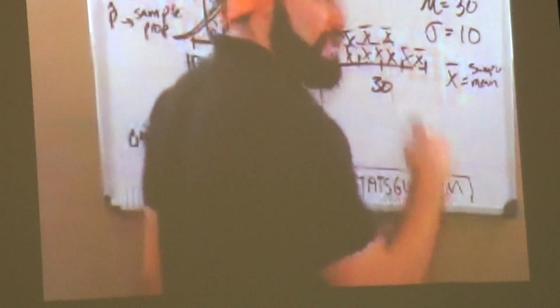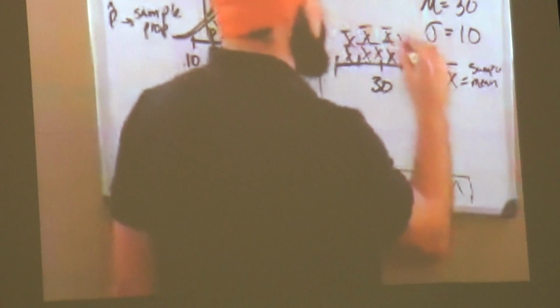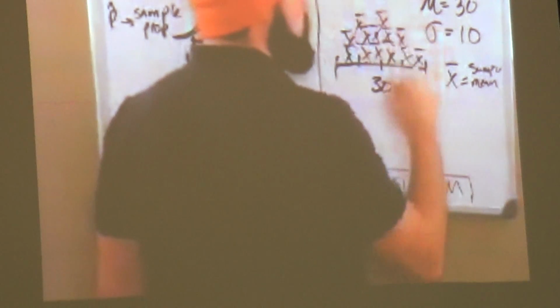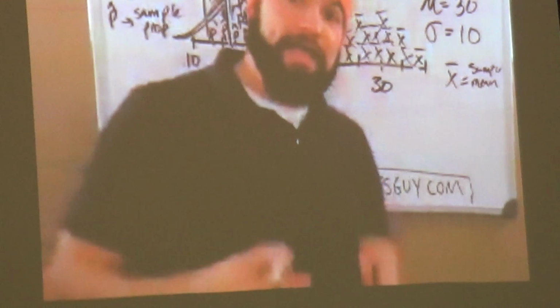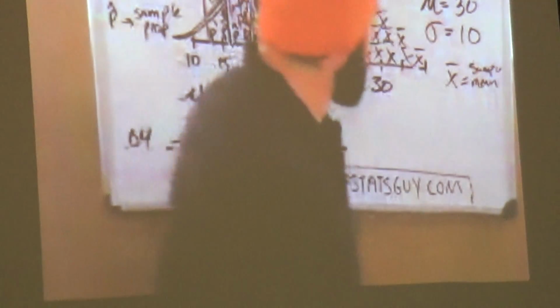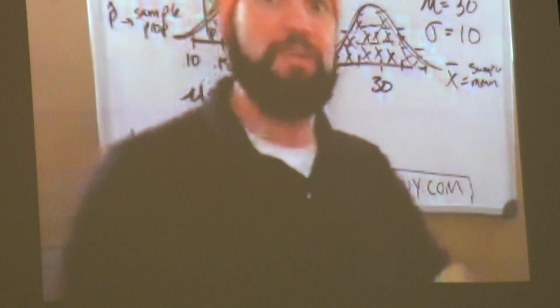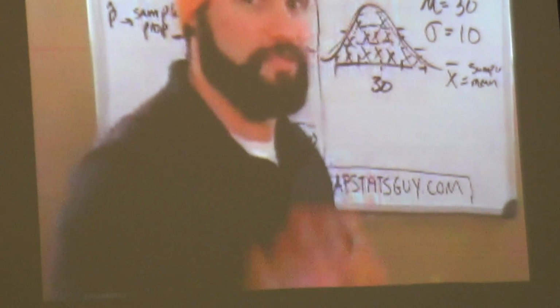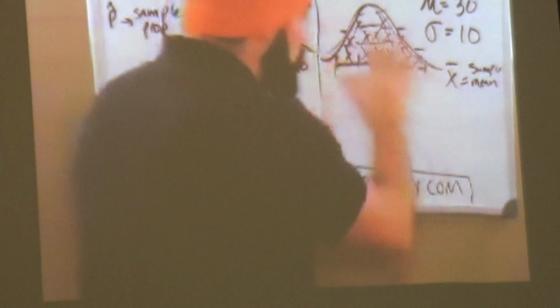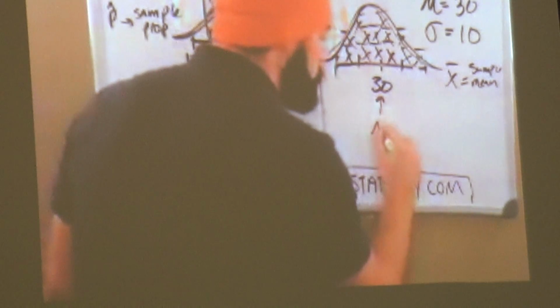This sample had a ton of texters in it, people that text a lot. I took another sample, there weren't that many texters. But in most of my samples, the average number of texts per class is about 30. And it should be. Most of these x-bars are near the true mu, and that pile of x-bars ends up being normal-ish, as long as the sample size is large enough or the underlying population is normal-ish. We'll talk about that later. But the x-bars all land near the true mu.